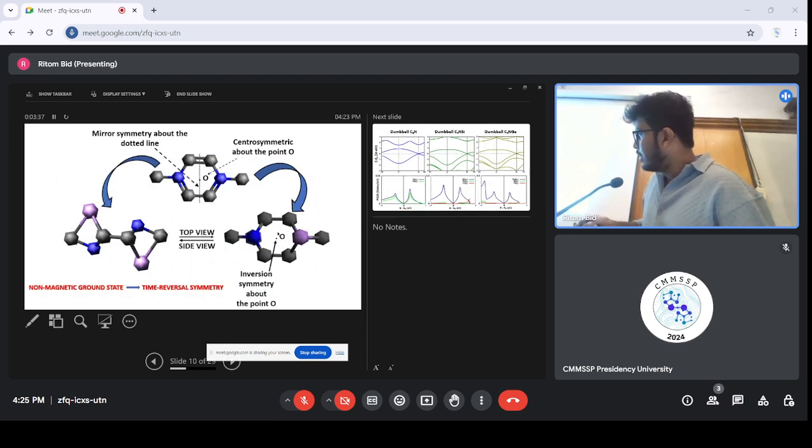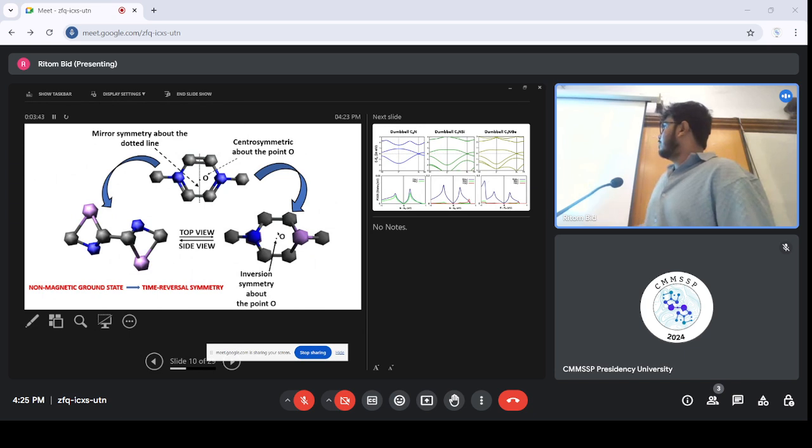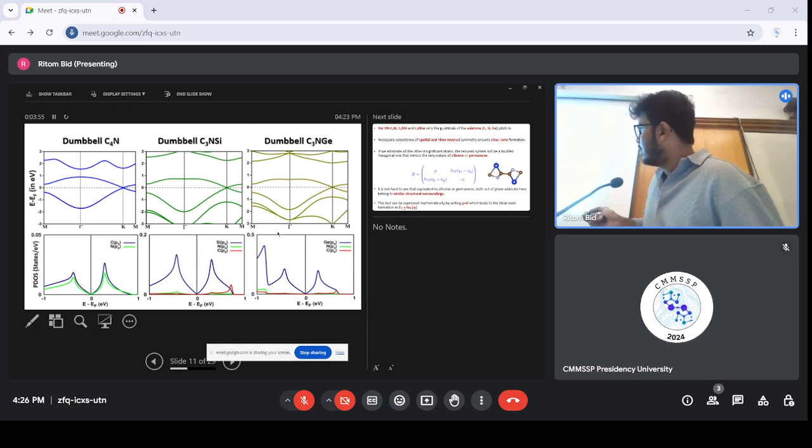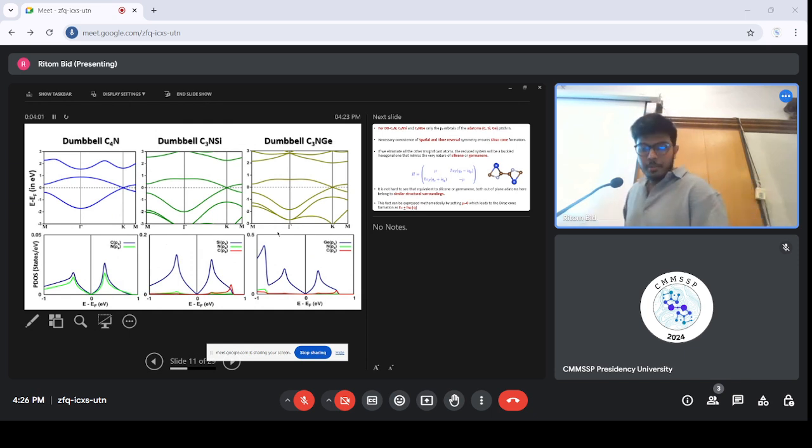And the DFT calculations reveal the non-magnetic ground state, so time reversal symmetry is also present. So the coexistence of inversion symmetry and time reversal symmetry gives rise to Dirac cones around the Fermi level. You can see the Dirac cones present exactly at the Fermi level. And the interesting thing is only the add atoms contribute near the Fermi level, that is the carbon, silicon, and germanium. No other atoms contribute near the Fermi level, where the essence of physics lies.